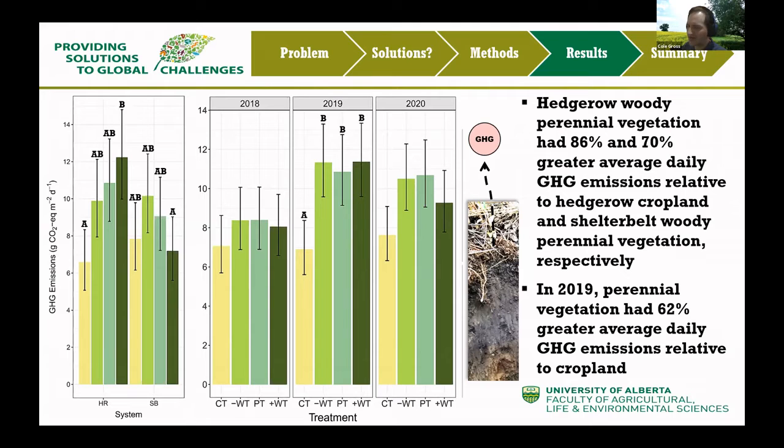Furthermore, in our study, carbon dioxide emitted by roots, referred to as autotrophic respiration, was also captured during our greenhouse gas collection from chambers in the field. And this is included in the greenhouse gas emission figures in this presentation.